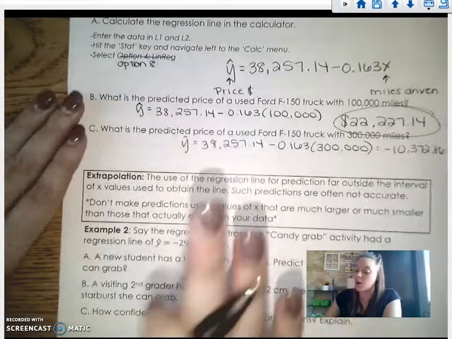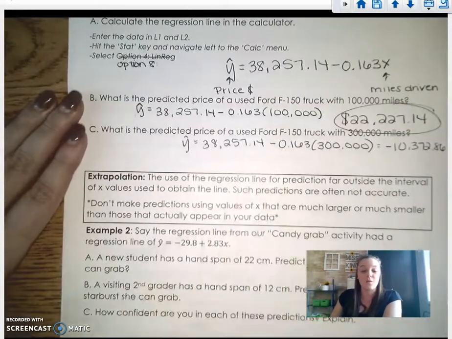In the next video, we will talk about extrapolation and residuals, so I will see you in that video.